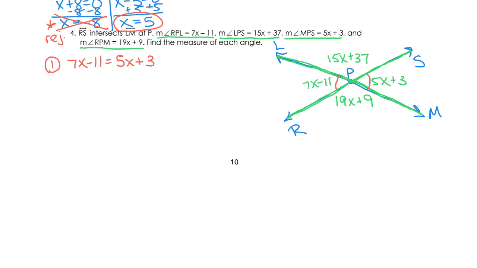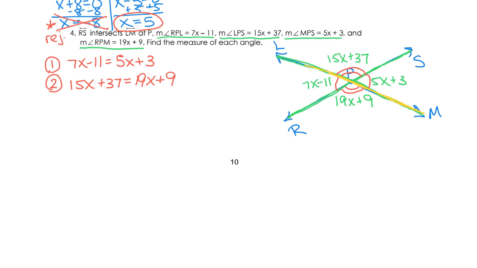Okay. A second setup that would work. This angle here is also a vertical angle with this one here. And so we could do 15x plus 37 equals 19x plus 9. Okay, we have a couple other options.